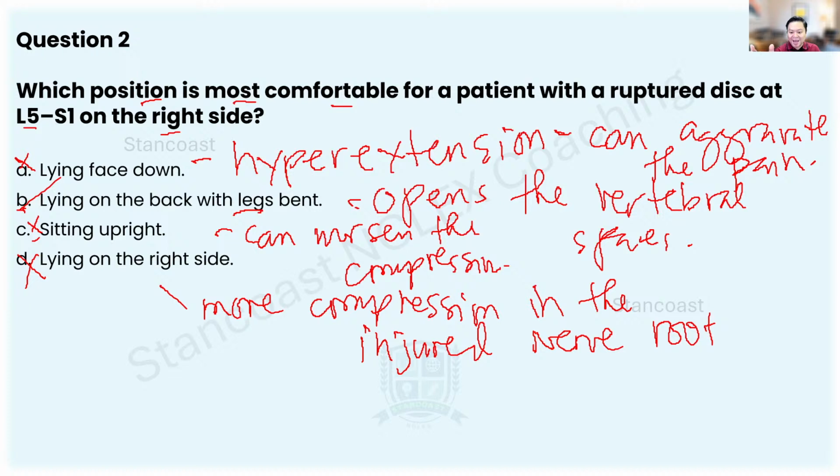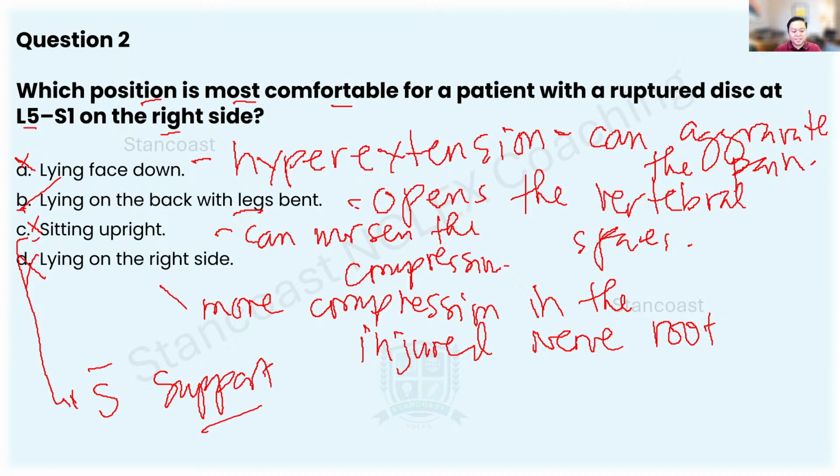So it will be back with the legs flexed. You can also reposition the patient onto the left side. All right. And avoid placing them in an upright position without support. Again, the caveat here: sitting upright without support can aggravate the patient's pain.